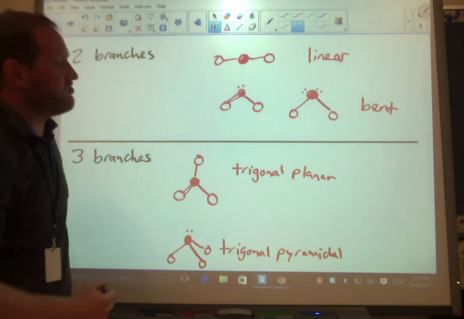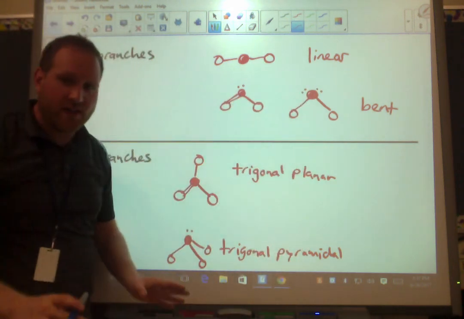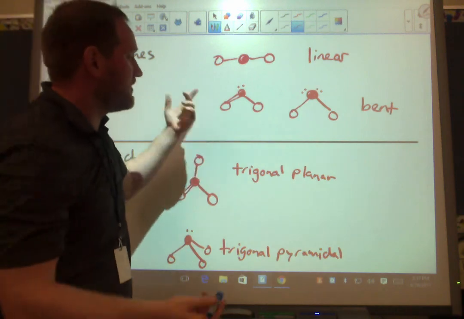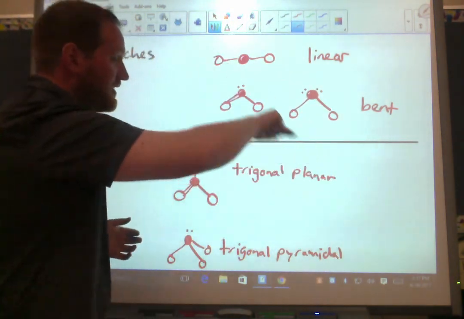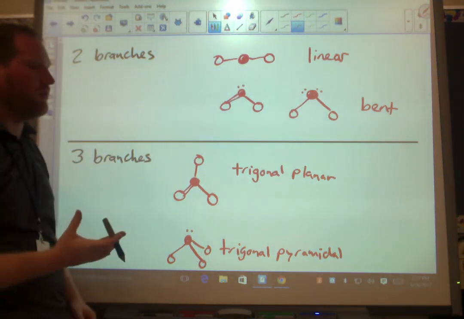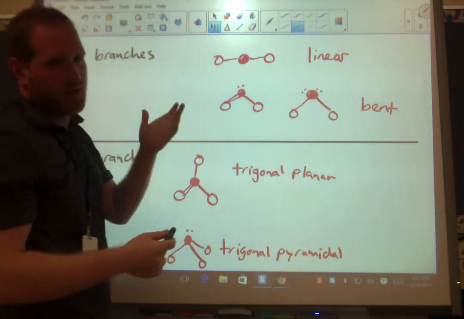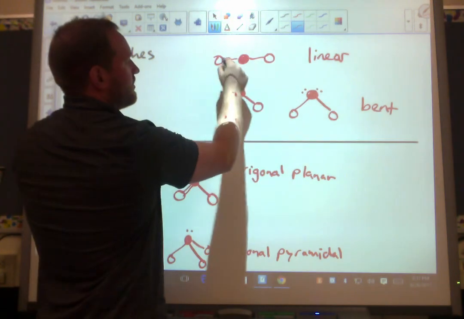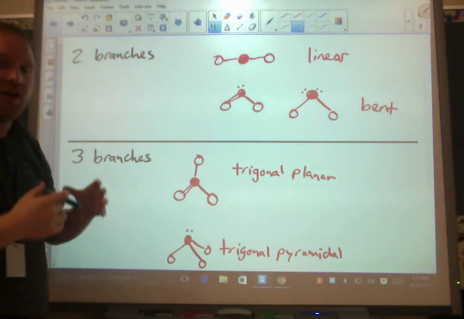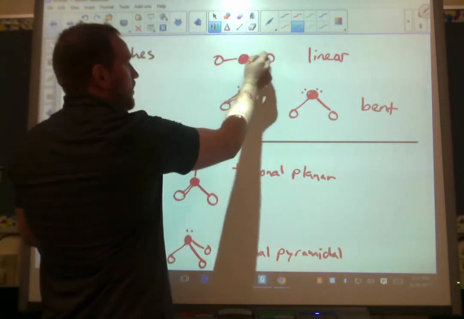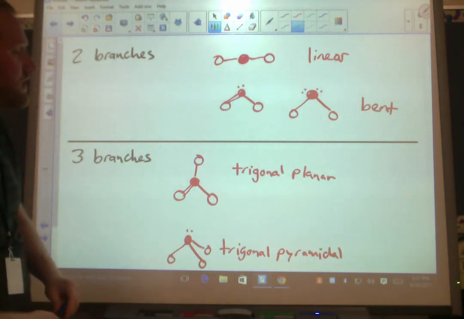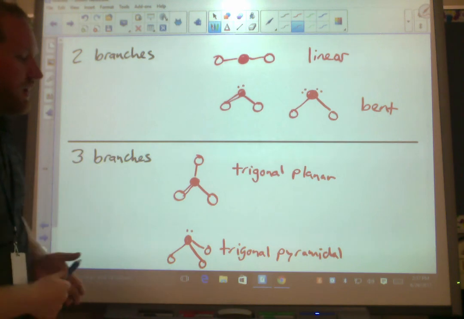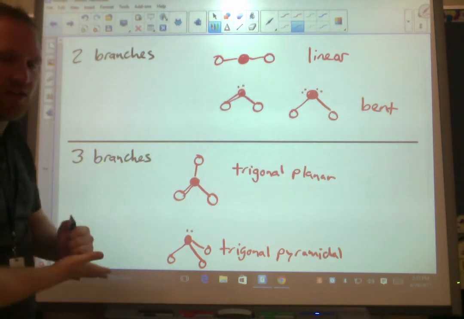In terms of 2 branches, bent, always polar, always. Even if it's literally, we did ozone, which is OOO. Even if it's the exact same element, it's still going to be considered polar. Linear, well, it depends. If the 2 branches are the same element, it's going to be non-polar. If the 2 are different elements, it's generally going to be polar. So that sums up Lewis structures, Vesper, and polarity of molecules.